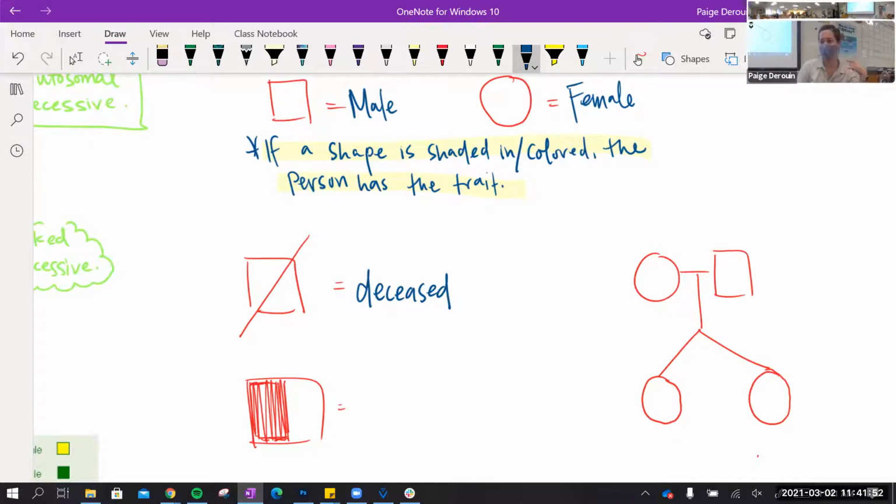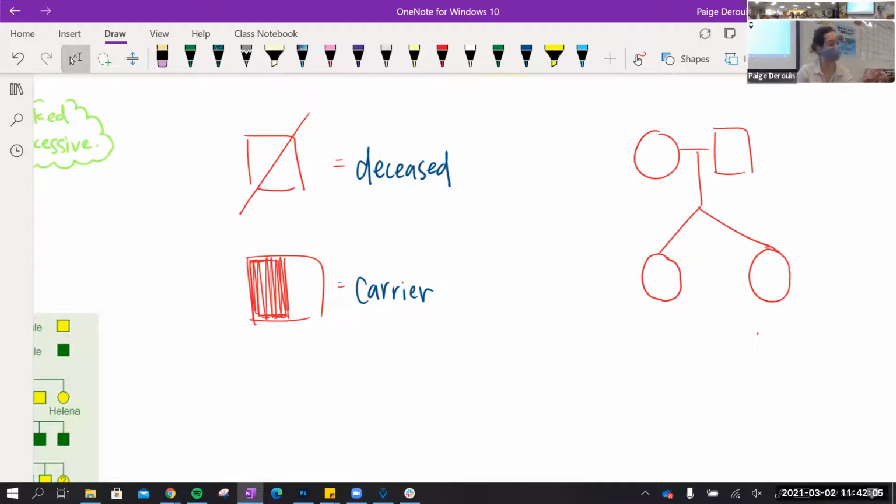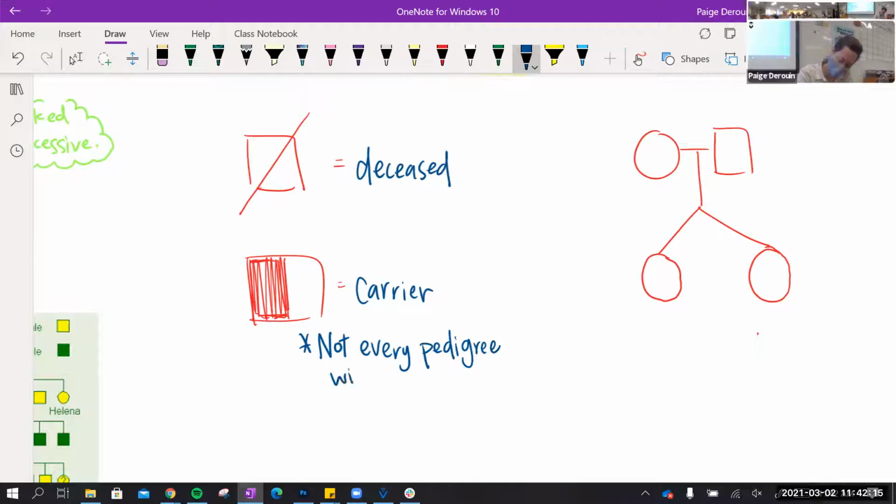Okay. If you see a person that's halfway colored in, that means that they're a carrier. Now, important that a pedigree does not have to show you if people are carriers. So I'm going to make a note here that says not every pedigree will use this. The ones we're going to use as examples today will not have half shaded shapes, but there are people who are carriers. But they can show it as half shaded.